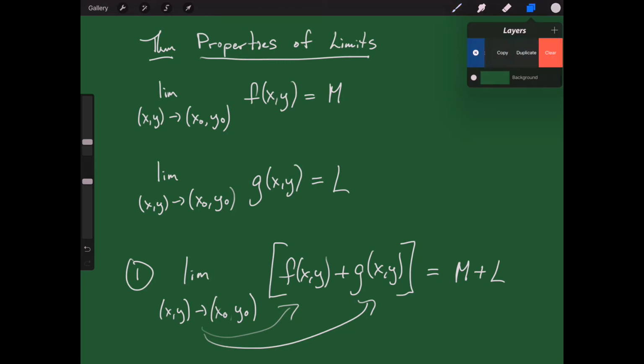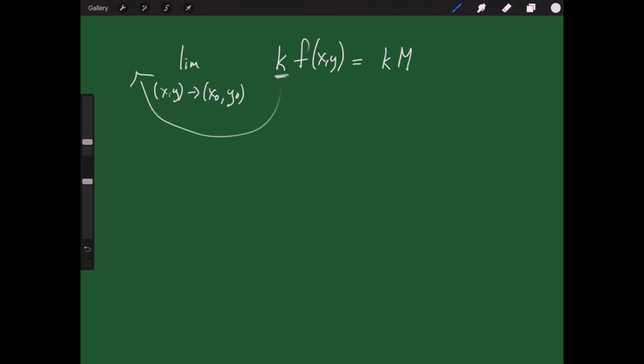Okay. Second property that we get is that the limit as x, y approaches x0, y0 of k, a constant, times f of x, y is equal to k times M. In other words, this constant k can move outside of the limit if we would like, and then we just take the limit of f of x, y, which is M. So constants can move in and out of limits with no problems, just like they always have been able to do.